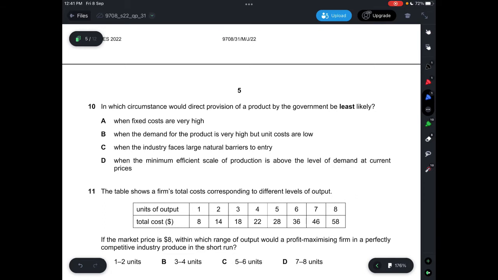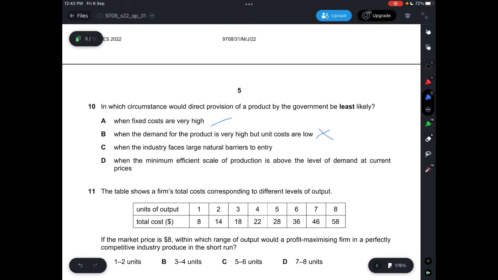Question 10, in which circumstance would direct provision of a product by the government be less likely? Okay, so normally when there's a direct provision of a product, this means that the product itself would be a public good or merit good. So A, it says when fixed costs are very high, which is possible. B, it says when the demand for the product is very high but unit costs are low, so this is least likely.